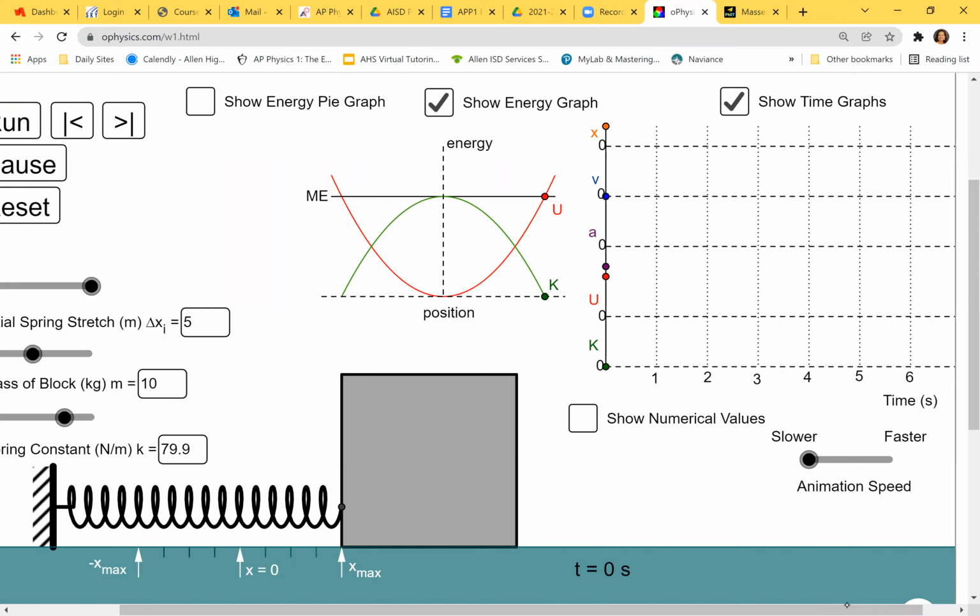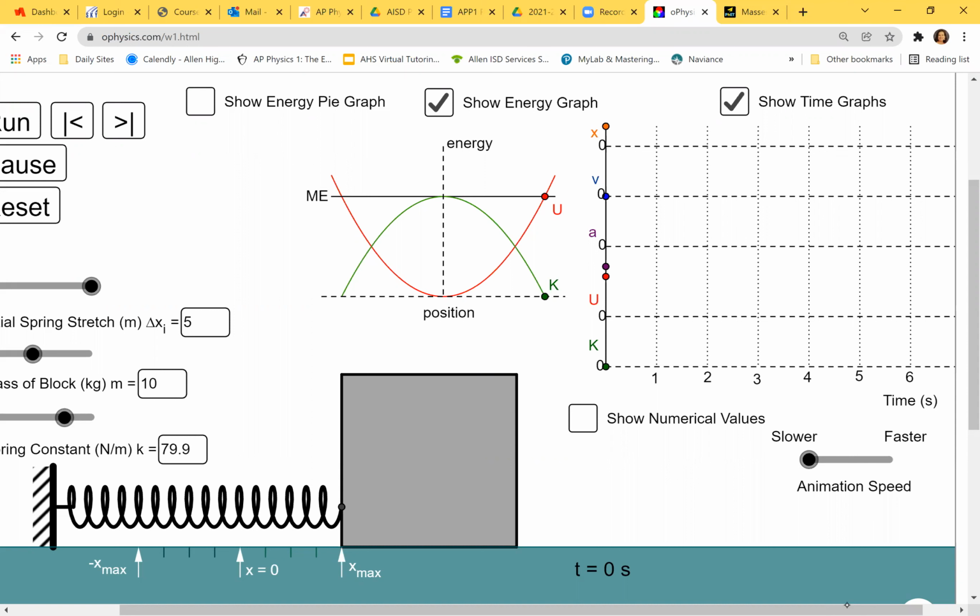And then the 3 above, orange is position. We're starting far from 0. We're starting at a maximum distance from equilibrium, right? And so there you see it's not 0. Starting from rest, V does start at 0.